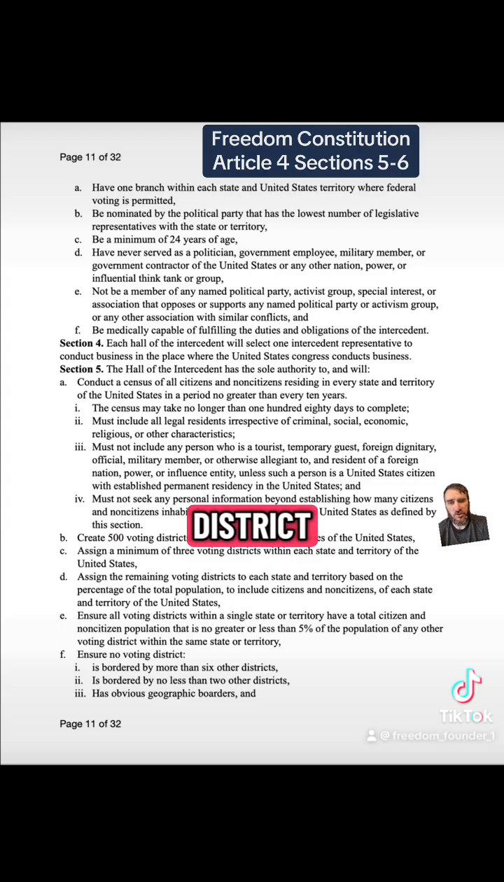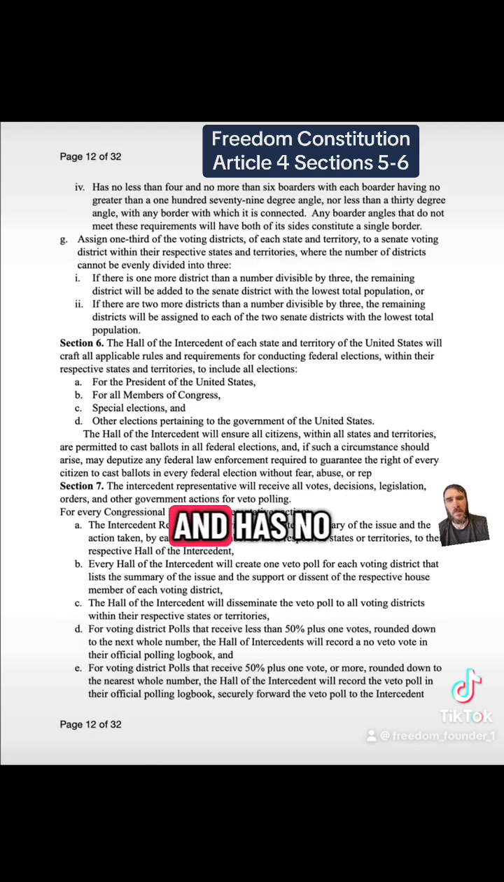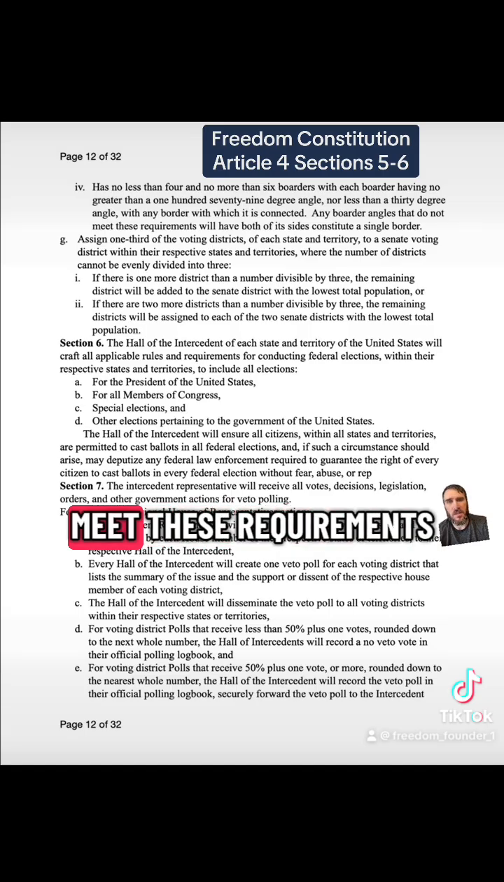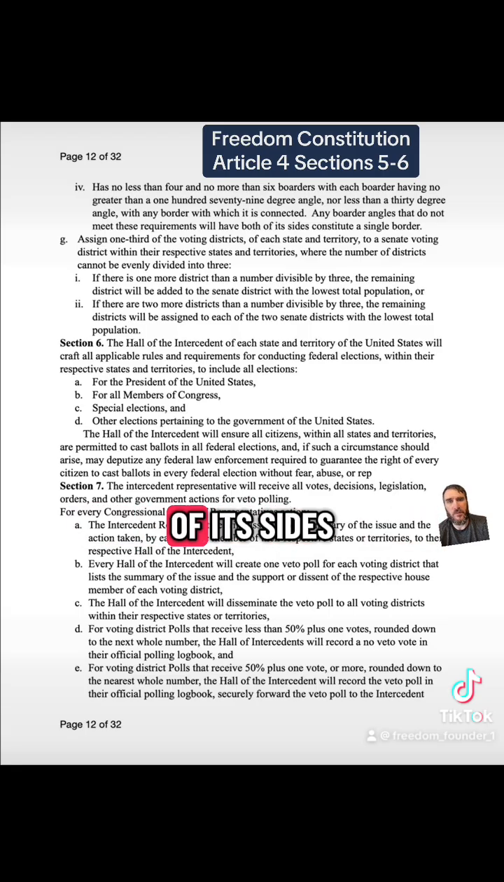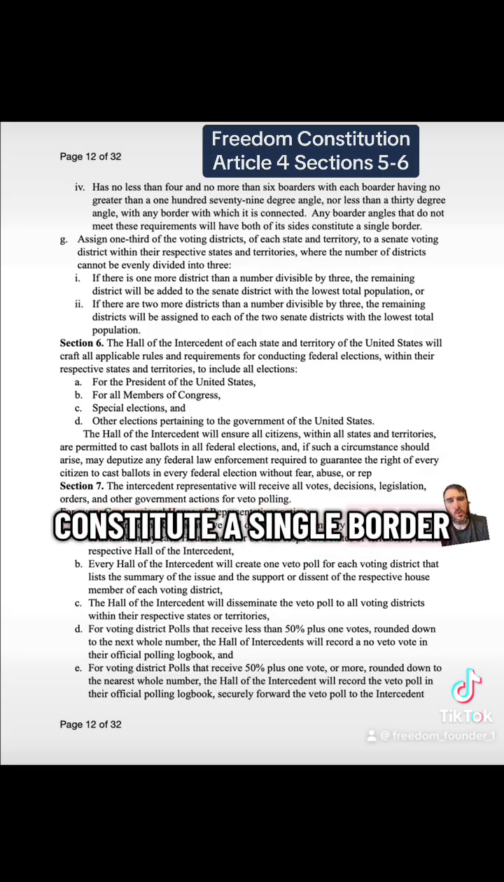Ensure no voting district is bordered by more than 6 other districts or by less than 2 other districts, has obvious geographic borders, and has no less than 4 and no more than 6 borders, with each border having no greater than a 179-degree angle or less than a 30-degree angle with any border with which it is connected. Any border angles that do not meet these requirements will have both of its sides constitute a single border.